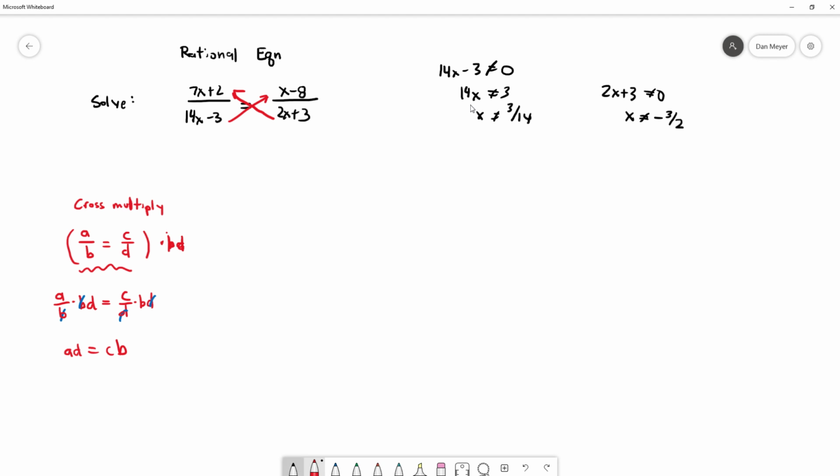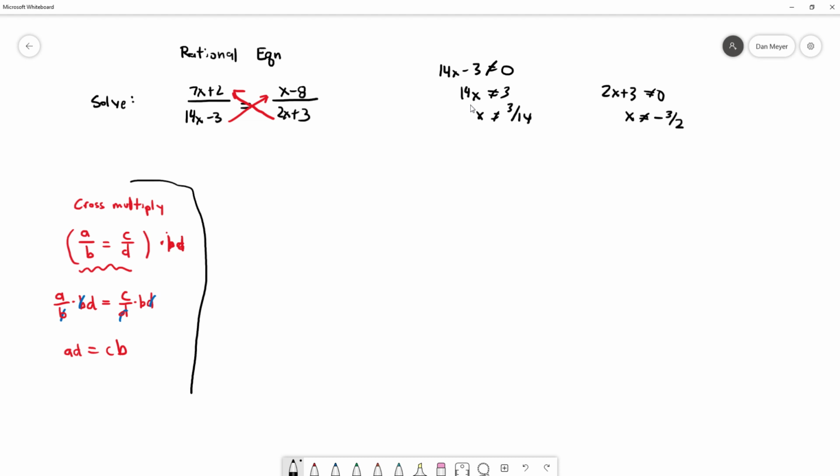Okay, so again, there's some conceptual stuff that goes along with this cross multiply business, and trying to understand when it works and why it works, I think is, A, not too hard, and B, it helps you understand when a process is available and useful. All right, so anyways, this process is available and useful for this particular rational equation.